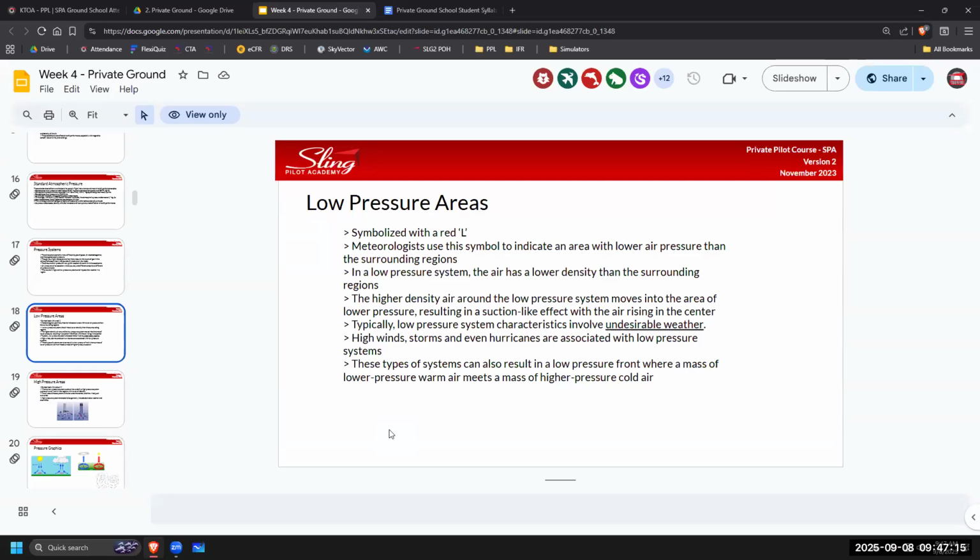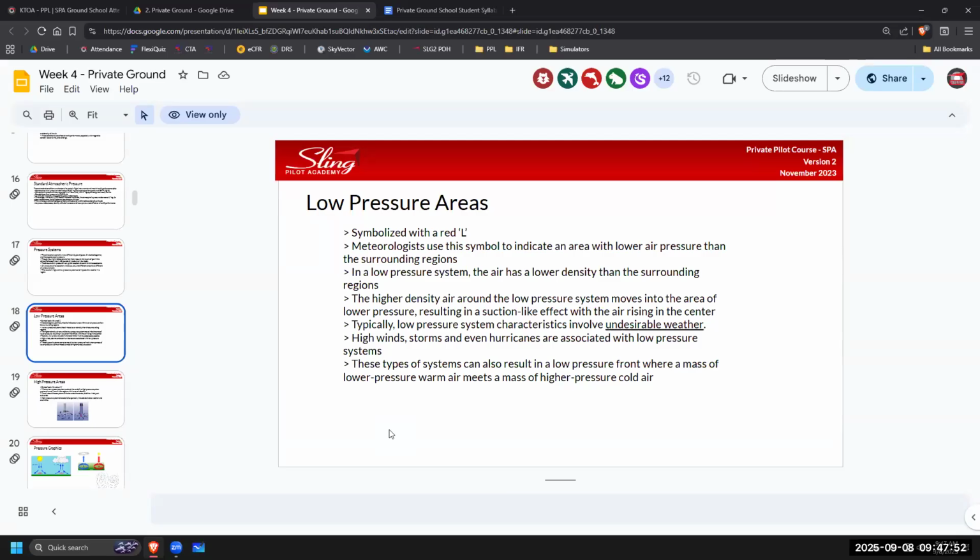You can also think of it as, if you know anything about hurricanes, they move counterclockwise, cyclonic. You can also hear high and low pressure systems talked about as cyclonic or anticyclonic. Cyclonic moves counterclockwise, and that's how hurricanes move. If it's moving clockwise, like a high pressure system, that's called anticyclonic.